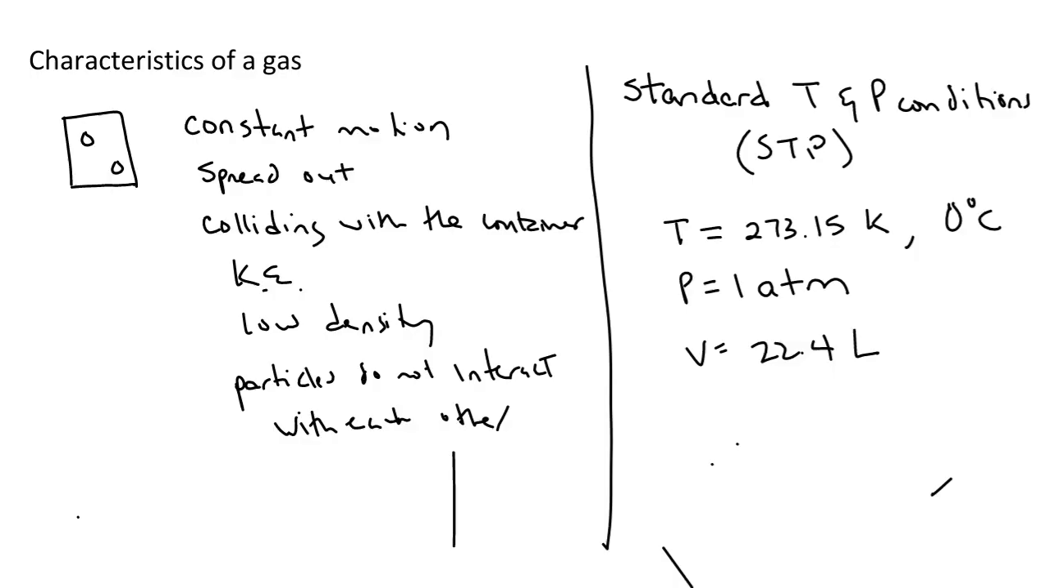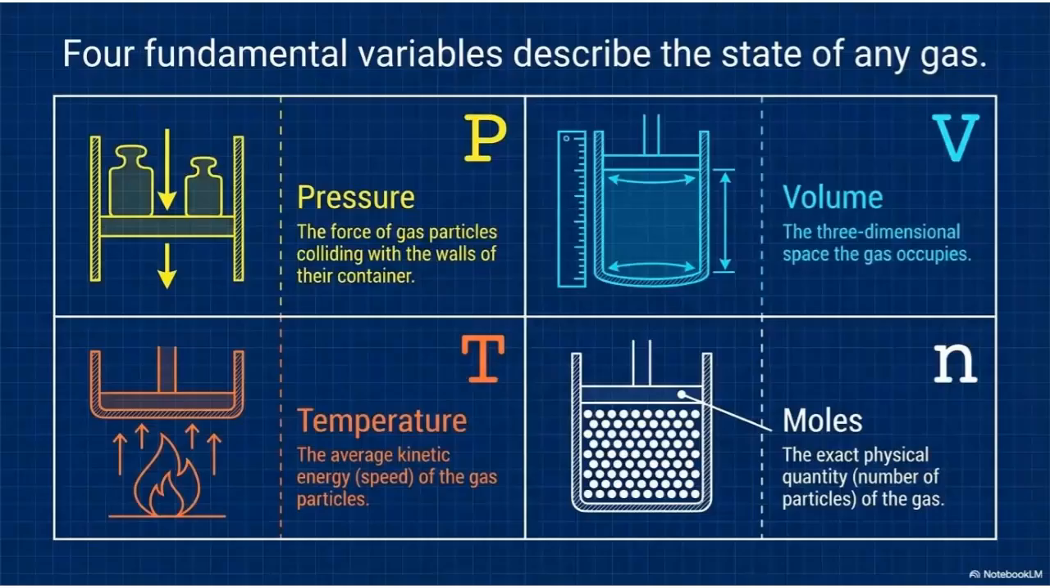Okay, so gases are described by four different variables. Pressure, which is the force of the gas particles colliding with the walls of the container. Volume is the space that it occupies. Temperature is the kinetic energy of the gas particles. And then moles, which is the quantity of the particles of the gas. So you have four variables. Those four variables are going to combine with each other in different ways and give birth to the different gas laws.